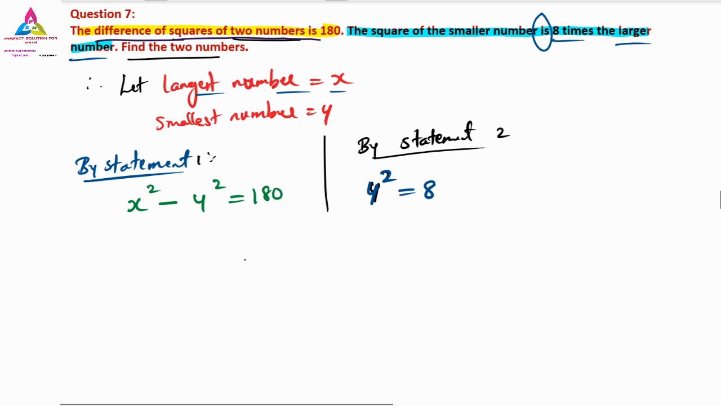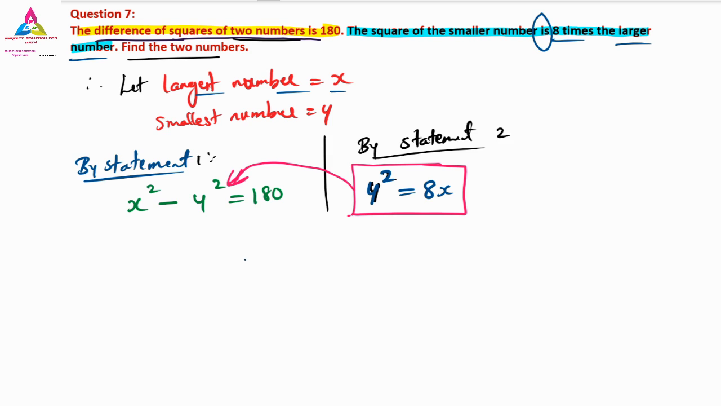Those who have doubt here, you can ask me. In simple words I am explaining, I am not using very difficult words. Here the square of the smaller number, y square, is equal to 8 times x. So substitute this value, y square is equal to 8x, in this. We have to use the substitution method again.